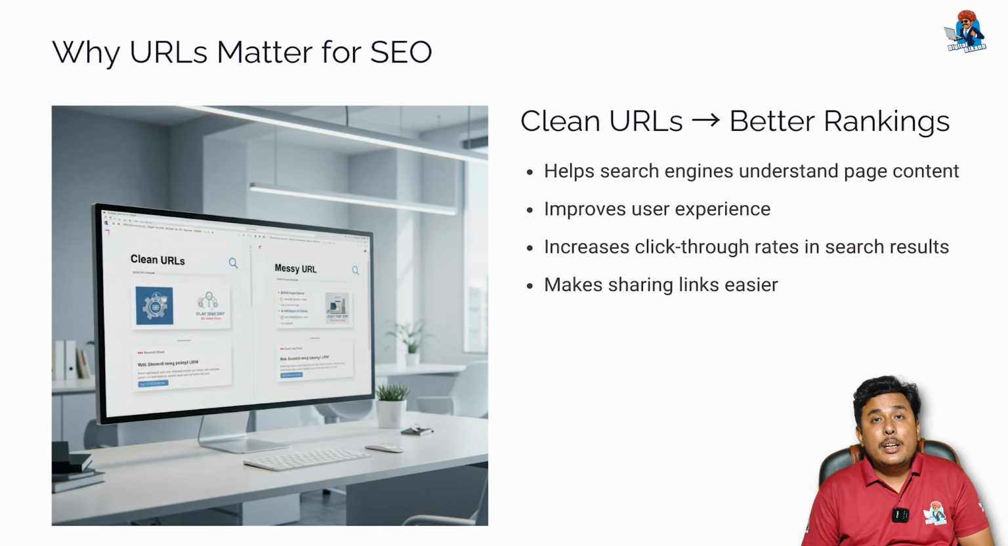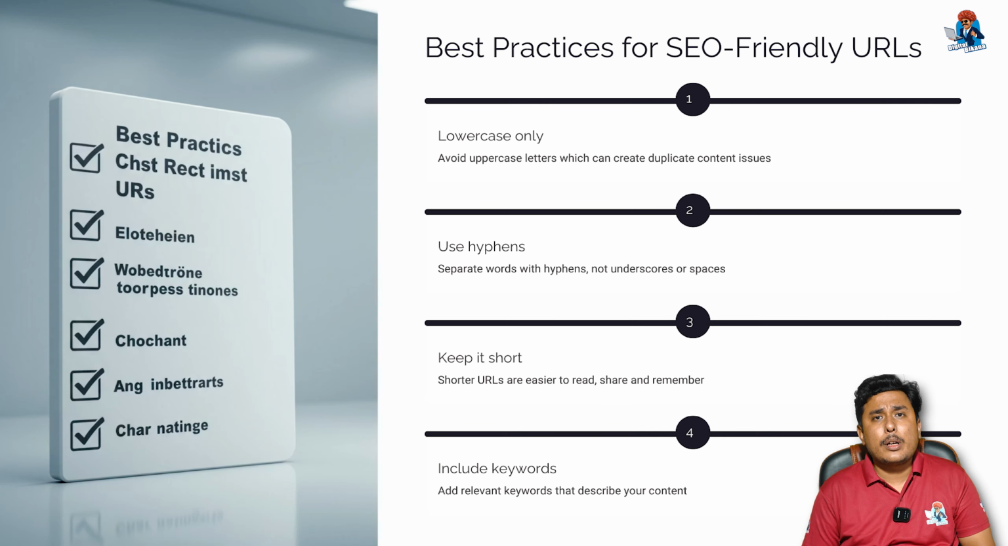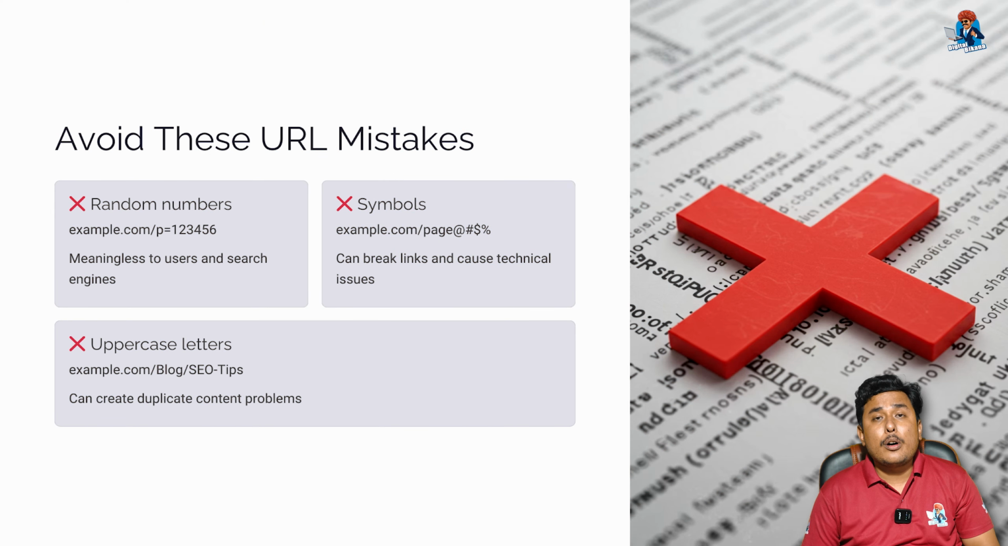Search engines read URLs to understand your page content. A clear, keyword-rich URL can improve relevance and ranking, while a messy one can hurt SEO. Use lowercase letters, separate words with hyphens, keep them short, and include your target keyword without overstuffing. Avoid long strings of numbers, unnecessary parameters, capital letters, and special characters. They confuse both users and search engines.